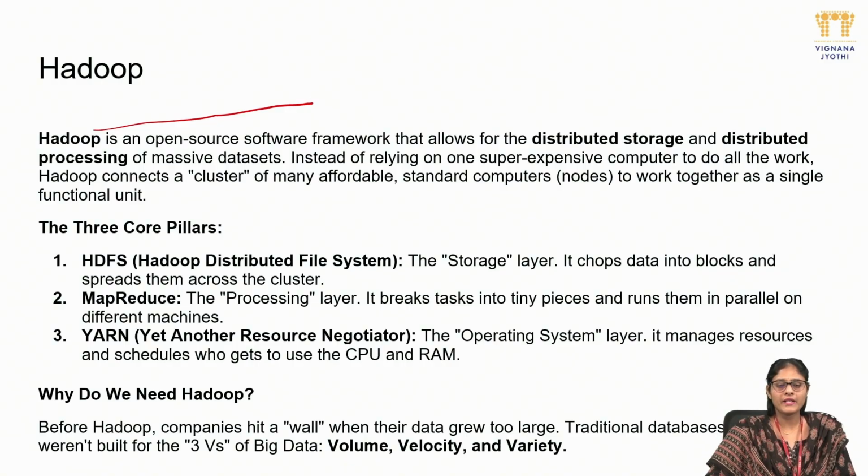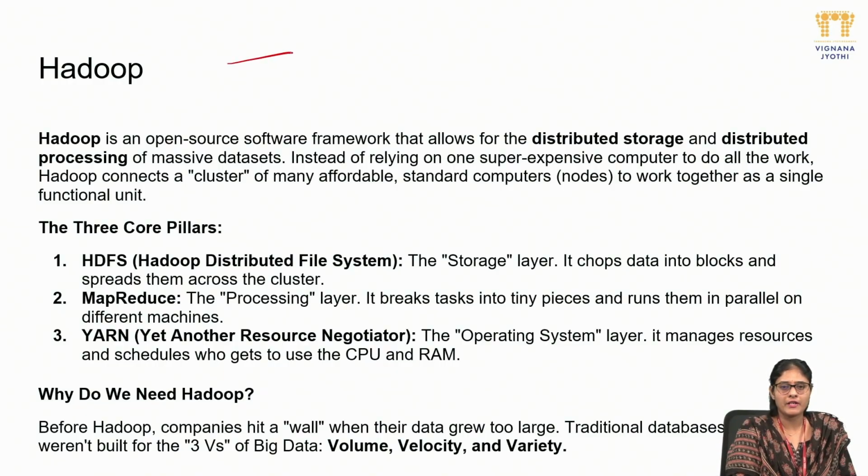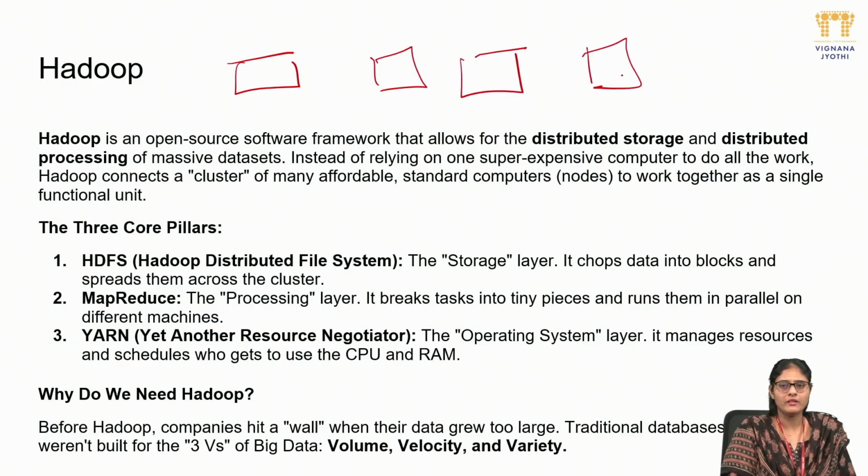There are three core pillars of Hadoop: one is HDFS, one is MapReduce, and the other is YARN. HDFS is Hadoop Distributed File System, which we have discussed. How does HDFS work? The data is divided into different blocks, and each piece of data is stored in different blocks. In that way, HDFS will work. We'll learn in the next.